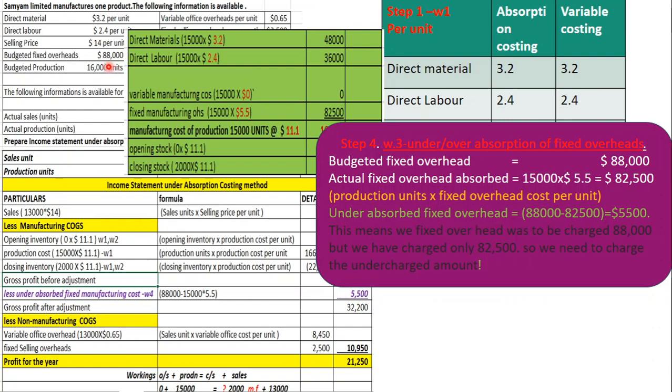So for 16,000 units, the budgeted fixed overhead is 88,000, but we have actually charged 82,500 in the income statement, which is for actual production. This indicates that we have not charged 5,500. Means 5,500 still needs to be charged as an expense, because fixed overheads are expenses regardless of whether you produce goods or not. So to this extent we will deduct it. You would write less under absorbed fixed manufacturing cost, and then subtract from 88,000 minus 5,500, that's your 82,500. Clear? So that gives you the gross profit.